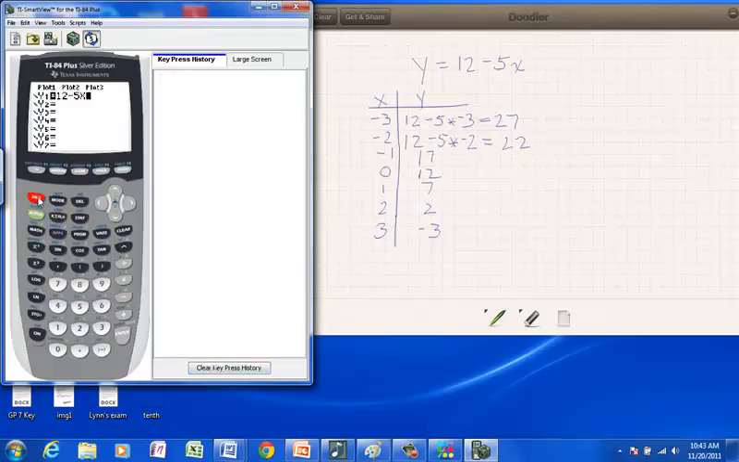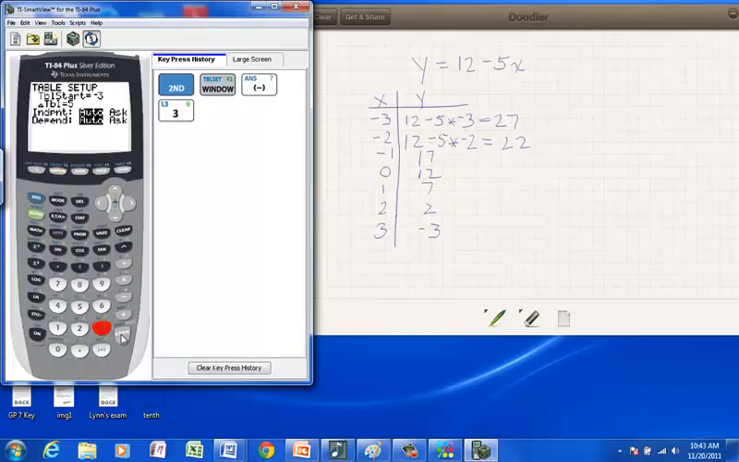So I'm going to go to second window to get here to table setup. And in the table setup we want to start at -3. And I can either hit enter or the down arrow. And delta table says that these are going to be going up by 1s. It says 5 now, so I'm going to enter 1. And now I have the table set up the way I want it.